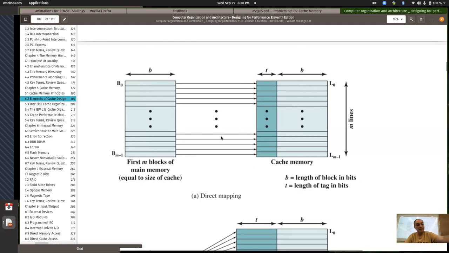So there's a potential for that kind of problem. It might not be too likely, and it would depend on lots of factors. But that kind of thing can happen, where I have a program that's referencing two things that happen to be in different blocks, but that map to the same line for a direct mapping caching scheme. And that can cause quite a bit of inefficiency.